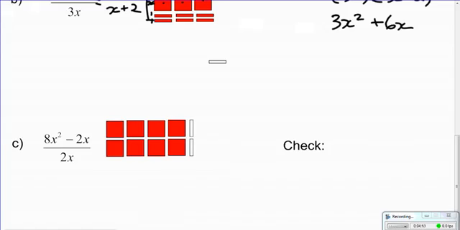So you need to make sure that you're building your area so that it makes a complete rectangle, that you don't have random pieces off the end. There we go. So we have a length of 2x. We have an area of 8x squared minus 2x, so we need to find the other side length. So we have 1, 2, 3, 4x, and then we have negative 1. So 8x squared minus 2x divided by 2x gives us 4x minus 1. Let's double check it.